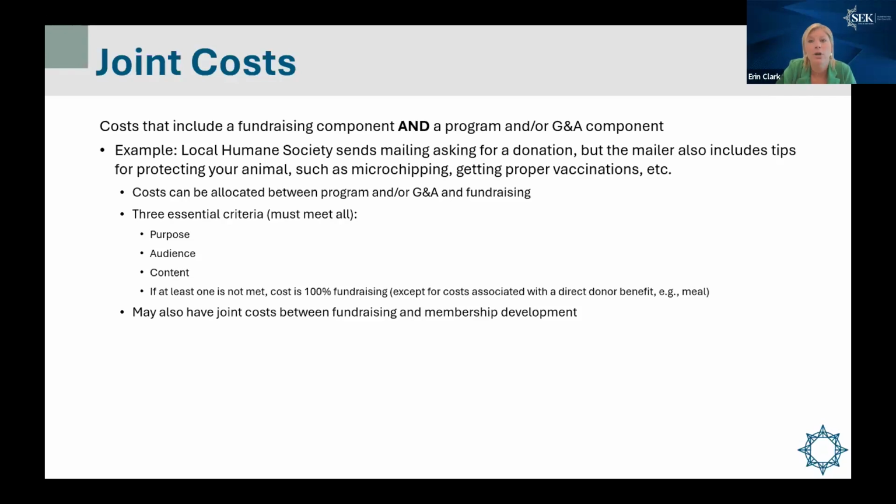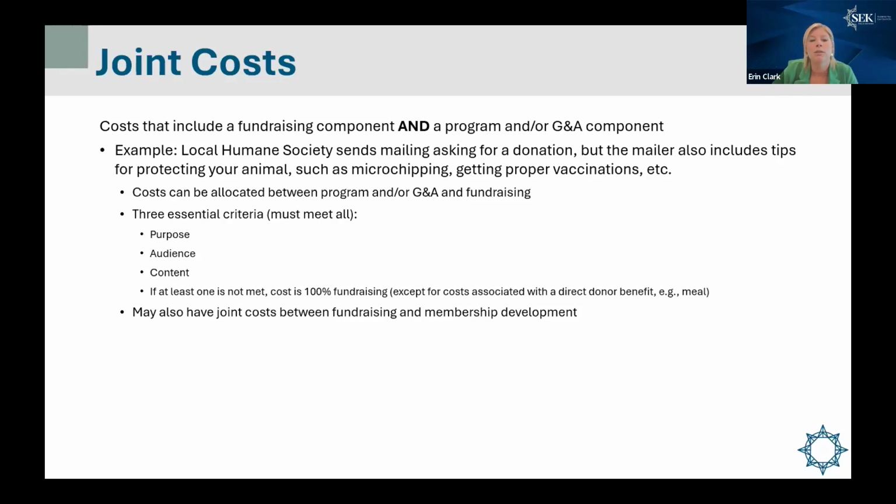Maybe you're paying a third party to print. There's probably going to be postage with actually mailing it. So all of those costs at first glance seem to be fundraising, but in certain cases, such as this example, they could also have a program component. And so in that case, you can actually allocate those expenses across fundraising and program. Again, the next several slides have some further details on that.